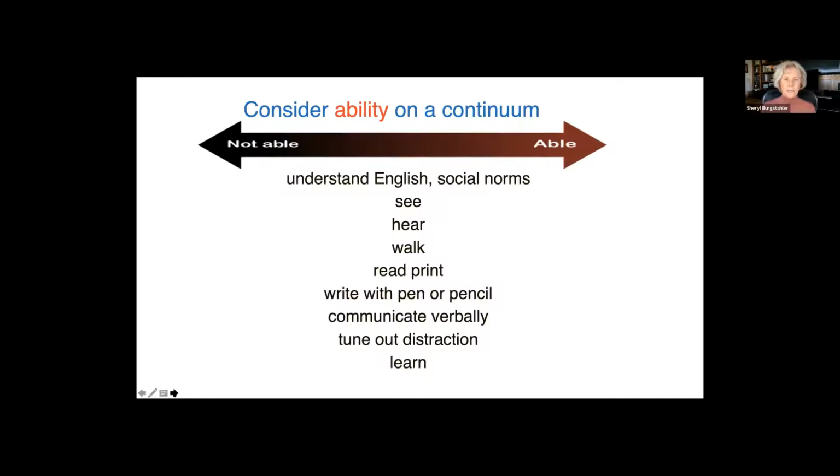Now we can go down this list and talk about the ability to see or hear or walk. We all are on this continuum. You can rate yourself right now mentally. Your ability to read print. We know there's great variety in that category. It could be read print that you can see, but it also might be you can't read print because you happen to have a visual impairment. To write with a pen or pencil, to communicate verbally, to tune out distraction, and to learn.